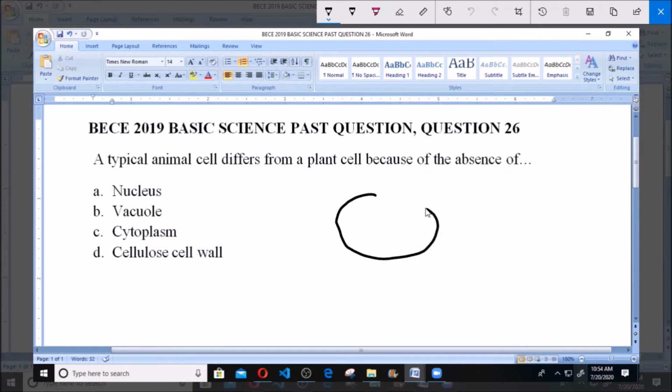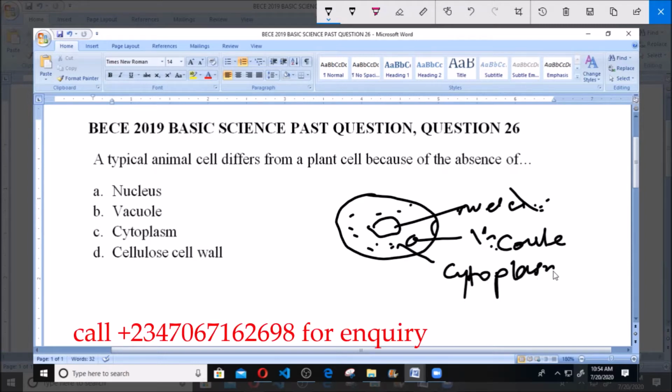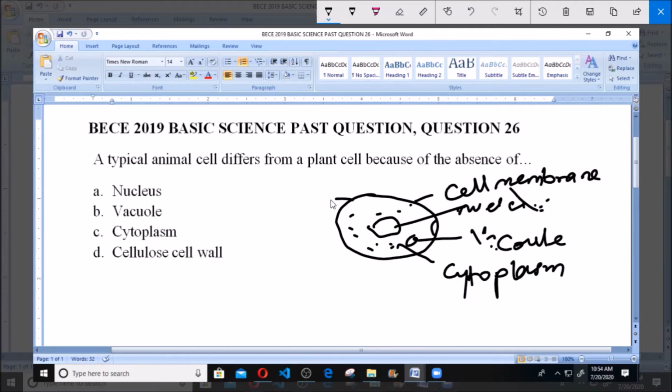So an animal cell simply looks like this. You have your nucleus, let's assume this is the nucleus. Then you have your vacuole, and then you have your cytoplasm. This is the cytoplasm. And then you also have your cell membrane. This is an animal cell. You also have other components of this animal cell, but that will not be important in this question.